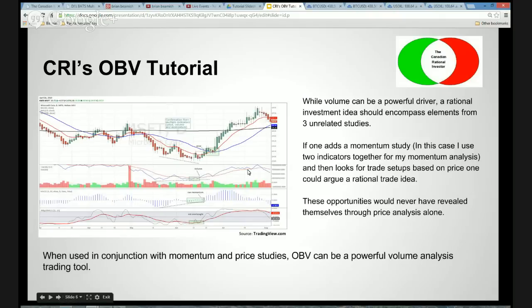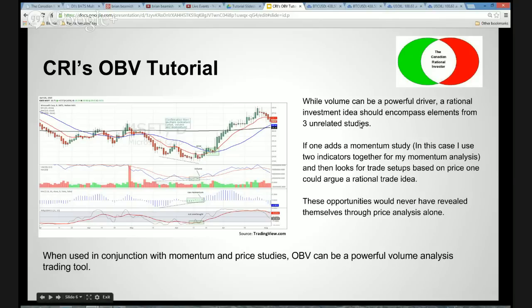All right, we're getting close to the end of this tutorial, and at this point I'd just like to do a graphical demonstration of how I use the OBV in conjunction with all my other indicators to confirm the trade setup. What we say on this slide is, while volume can be a powerful driver, a rational investment idea should encompass elements from three unrelated studies.